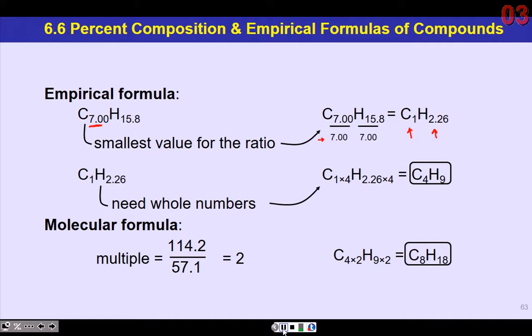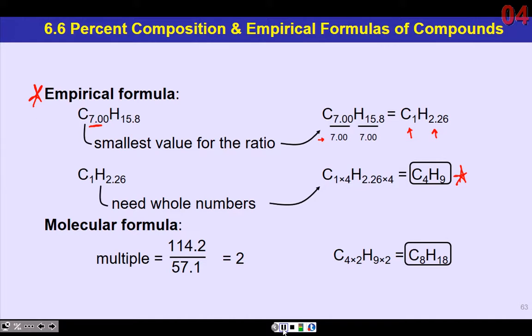And so if you play the numbers a little bit, from the 1 and 2.26 subscripts, what can you multiply it by that would end up with whole numbers? Multiply the 2.26 to get whole numbers. It can't be 2, it wouldn't be 3. Turns out that 4 times 2.26 comes out to mighty close to 9. And so this is in fact the empirical formula for this compound in our unknown substance.